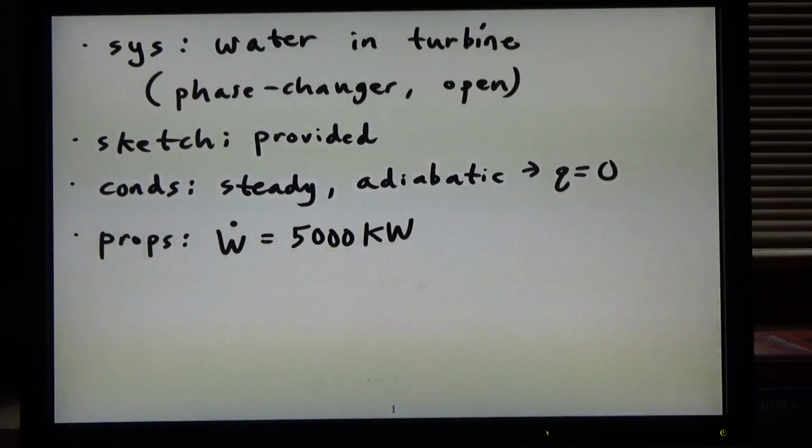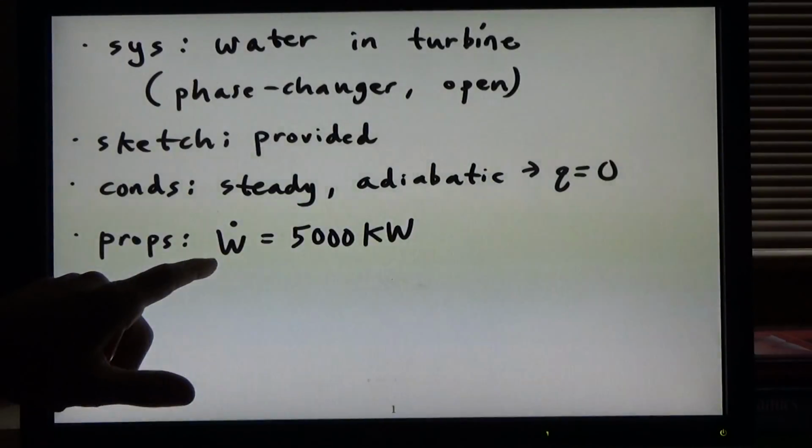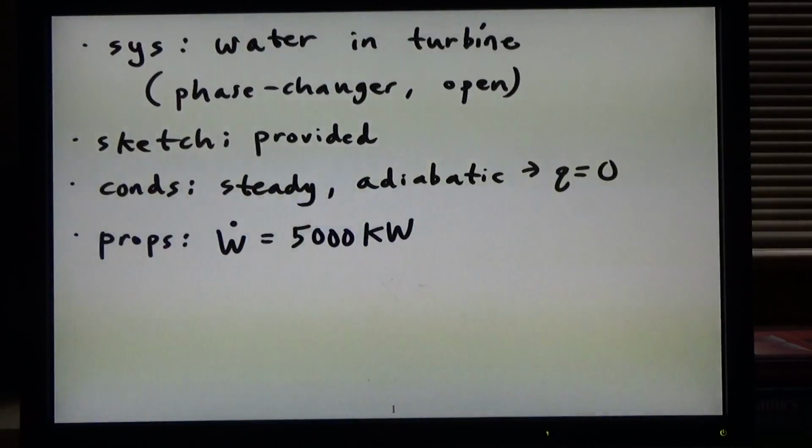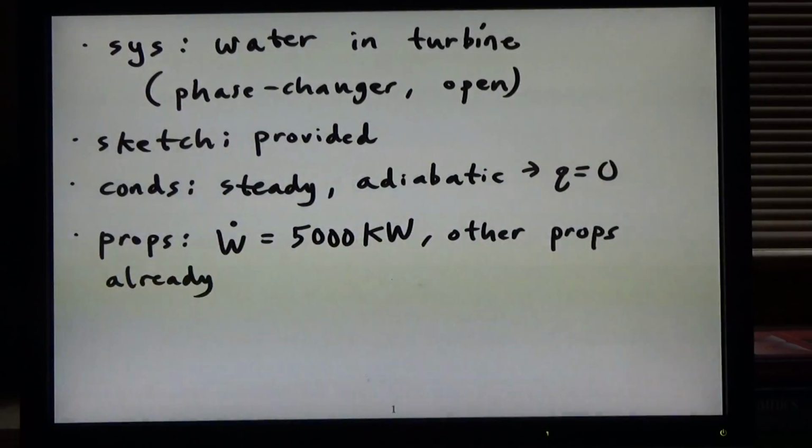And since power follows the same convention as work, output work is positive. So we have power is 5,000 kilowatts. It's positive because it's an output work. And then all of our other properties are already listed, so we don't really need to repeat them.